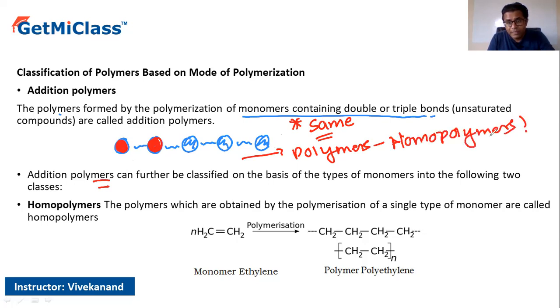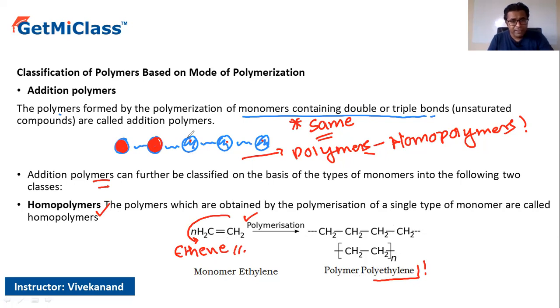Okay, so when do we call them a homopolymer? When all the monomeric units involved in the formation of a polymer are the same. Okay, for example, polyethylene. Here we have n number of ethene monomers which undergo polymerization. When they undergo the polymerization, they form the polymer which is called polyethylene. Correct. Now here all the monomers are the same. Hence this falls under the homopolymers.